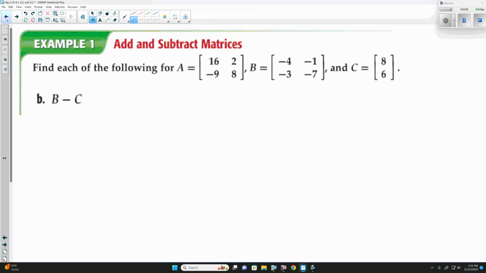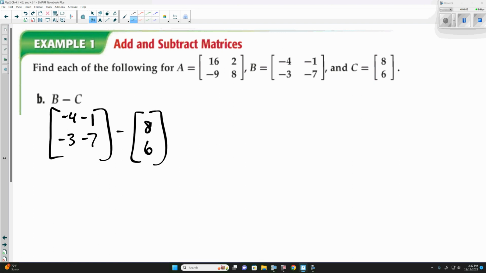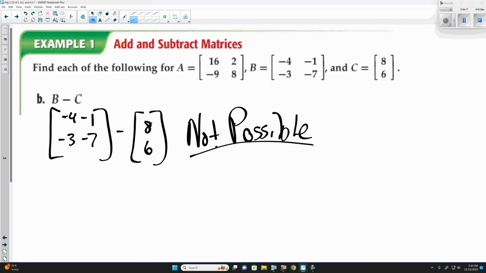So B minus C. Why can we not subtract these two? They're not the same dimensions because B is a 2 by 2. C is a 2 by 1. Not possible. It's just not possible. No real solutions is really just implying that there are complex solutions, but here there's no way to do it at all.